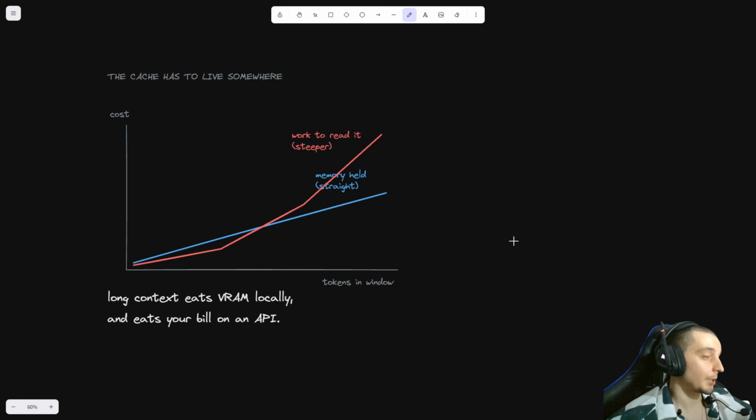Okay, so the cache is a good thing, right? Because it allows the model to never start again from scratch, but it has to live somewhere. This is the consequence, and it lives in your VRAM. That's why long context eats it, and that's why the same question costs you more when the chat is long.